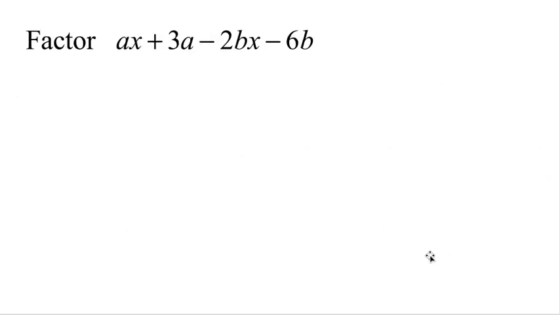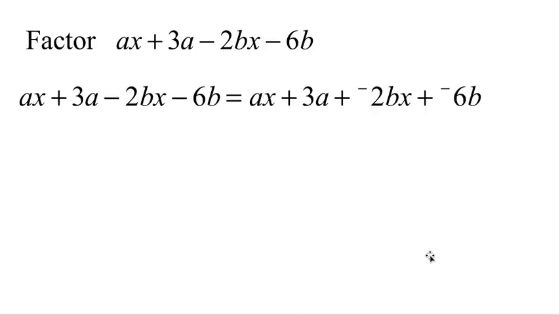Next, I have ax plus 3a minus 2bx minus 6b. I really don't like those minus signs. So I'm going to change the minus signs to plus negative. Ax plus 3a plus negative 2bx plus negative 6b. And we're going to look at two pieces at a time. First, looking at ax plus 3a. If I factor out the a, I'm left with x plus 3.